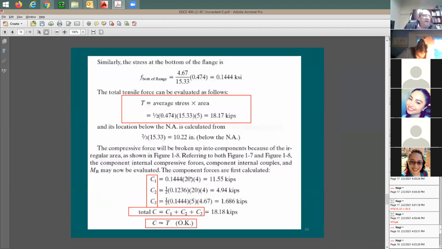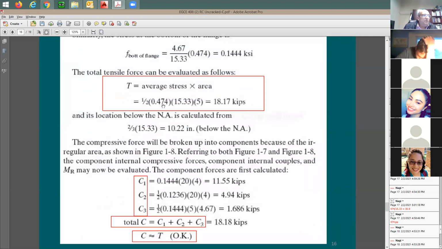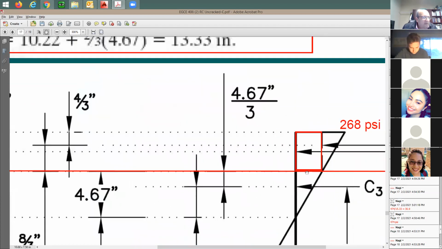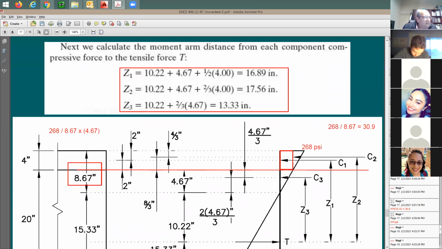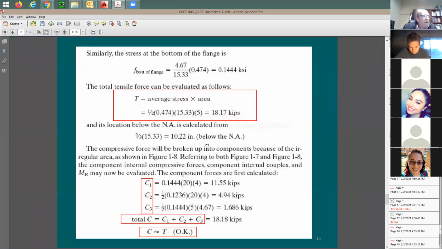So I said, okay, let me go back here to the force distribution and figure this out. Here is C1. C1 is going to be equal to the stress which is right at the bottom of the flange. Where's the bottom of the flange? Bottom of the flange, which means this one, right? Which is the same as this one for the red box. This is what you call here bottom of the flange. It's going to be the stress here. So here we go, 144. The stress at bottom of the flange times 20 times 4. This is going to be like the rectangle. This one is going to be the top triangle. 20 times 4 divided by 2.